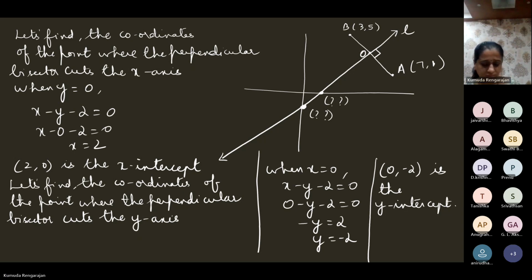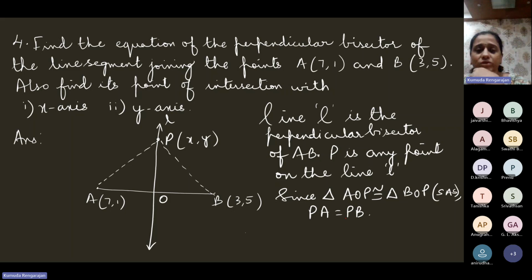So (2, 0) and (0, -2). Okay, let's just sum up. Please listen, stop writing. The question is: find the equation of the perpendicular bisector of the line segment joining the points A and B.